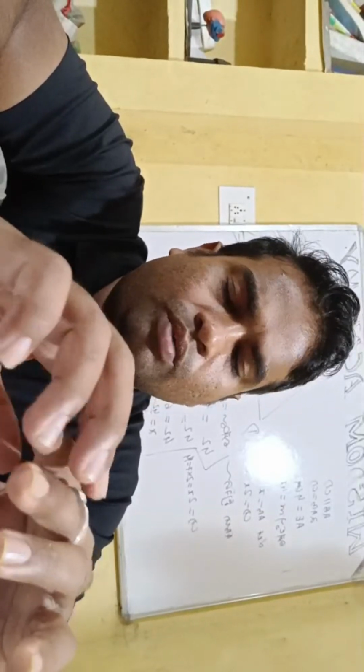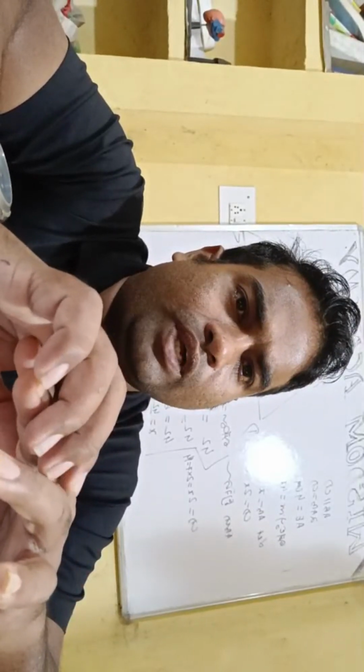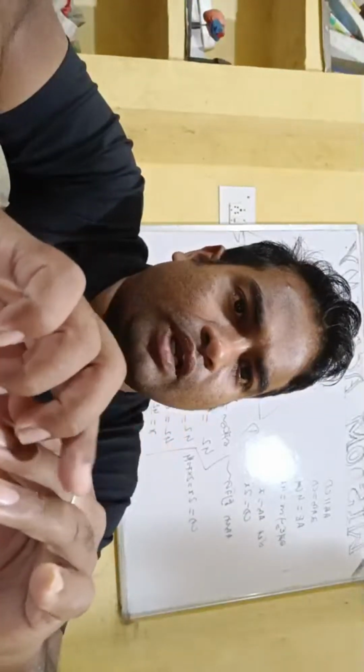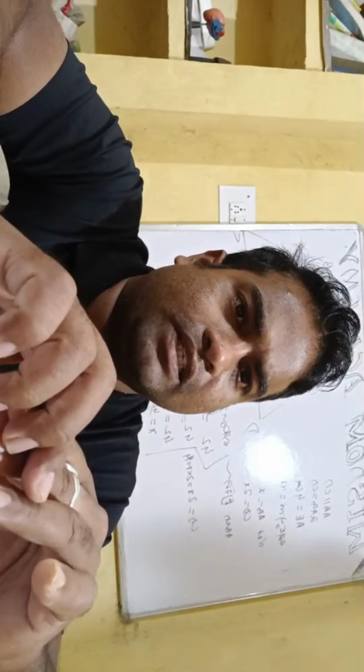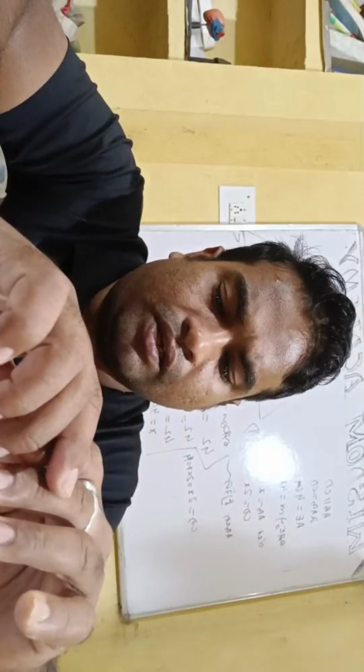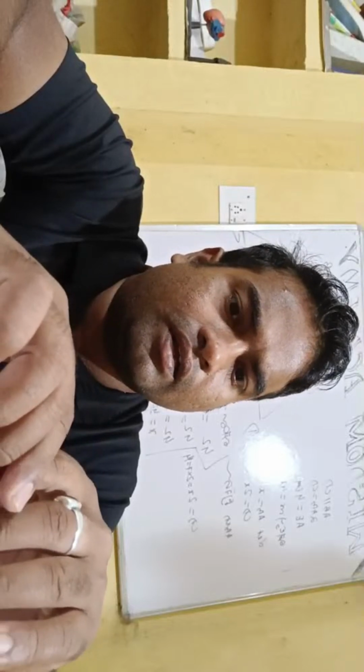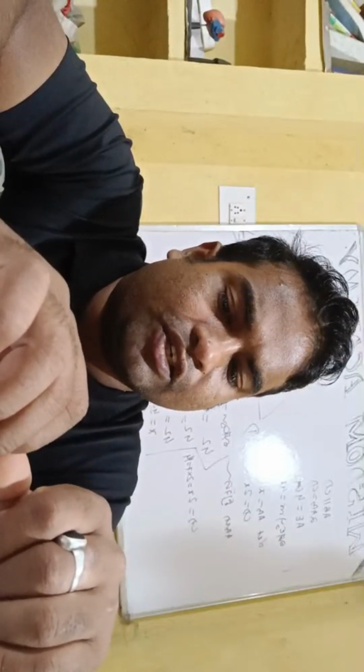Baking soda, very good. Washing soda is Na2CO3 10H2O. Blue vitriol is CuSO4, copper sulfate 5H2O, with 5 molecules of water of crystallization. Washing soda has 10 water of crystallization, and gypsum is a dihydrate, but baking soda has none.